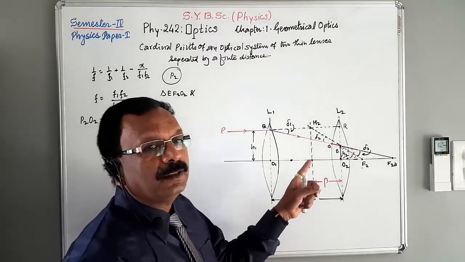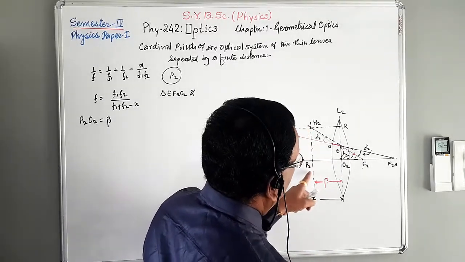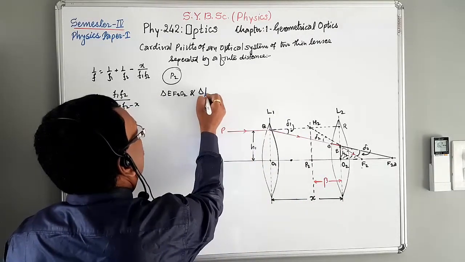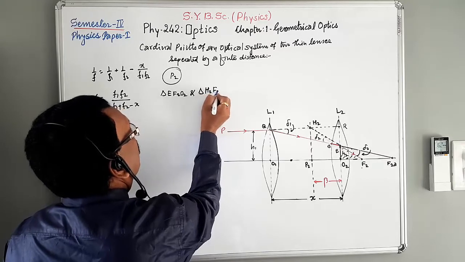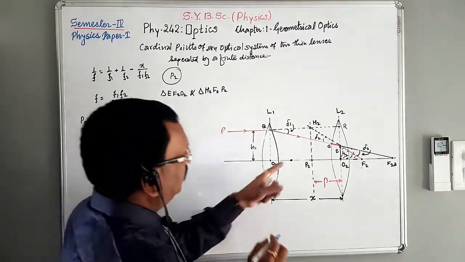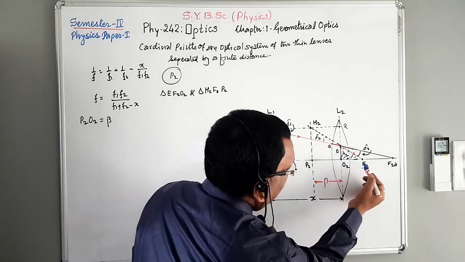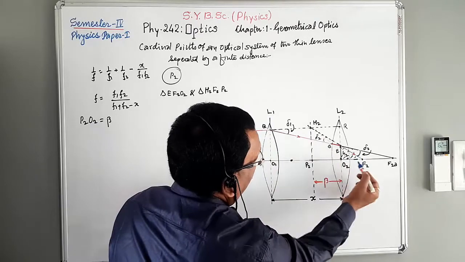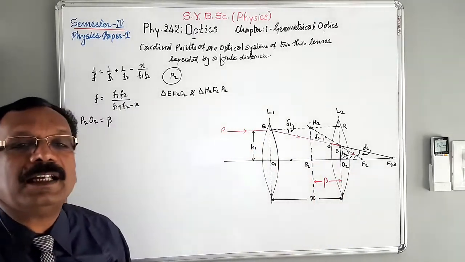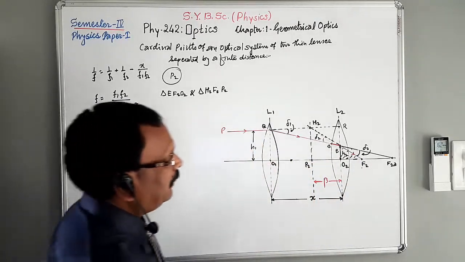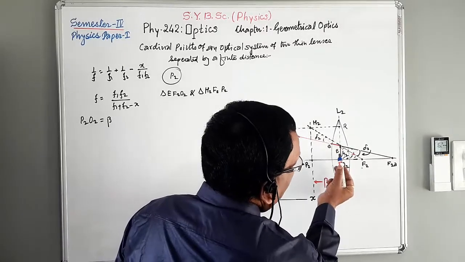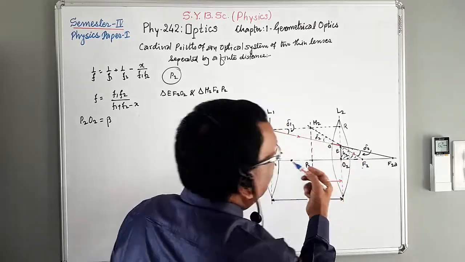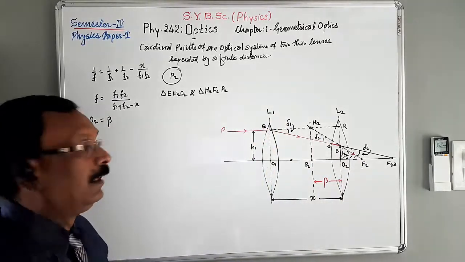And another triangle. Which one? H2, then F2, P2. H2, F2, P2. In this figure, this triangle, F2O2, sorry, H2F2P2. These two triangles are similar triangles. See here, again, this triangle EF2O2 and H2F2P2, these two triangles are similar triangles.